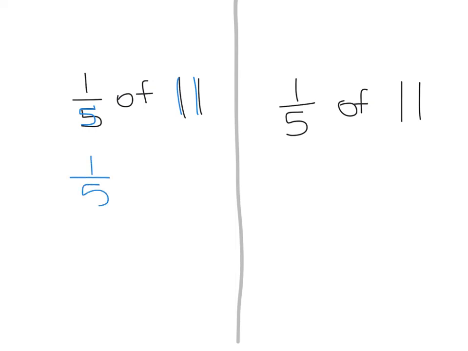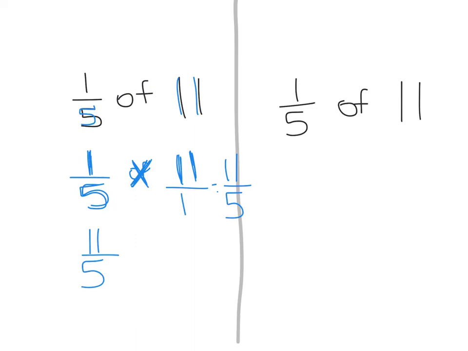So we have 1/5 of 11, which is the same as 1/5 times 11. So we need to put the 11 over 1. And now we look to see if I can simplify, and I can't. There's no numerators and no denominators that can be divided by the same number. So I can multiply the numerators. 1 times 11 is equal to 11. Multiply the denominators. 5 times 1 is 5. So my answer is 11/5.